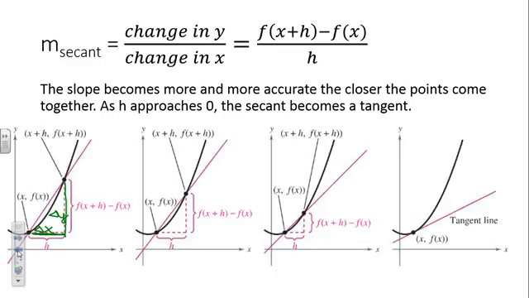So my h was my horizontal distance between these 2 points. And my f of x plus h minus f of x is my vertical distance, my change in y. And the reason that we perform a limit operation on it is that we want to make that h be 0, so it actually becomes the tangent line, not a secant line.